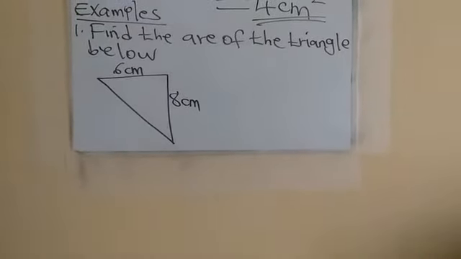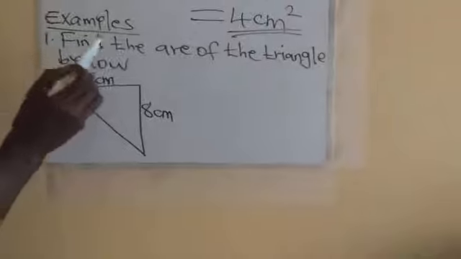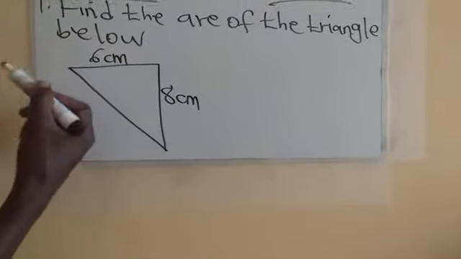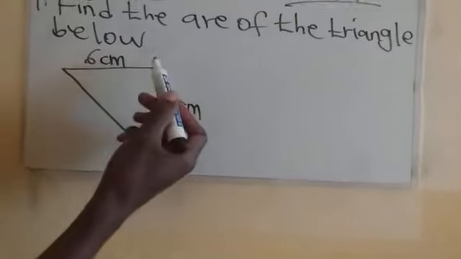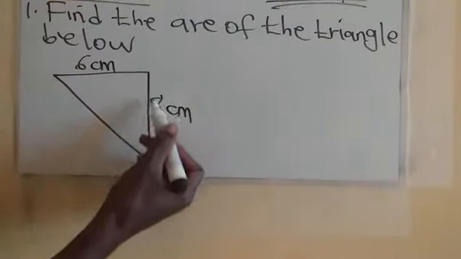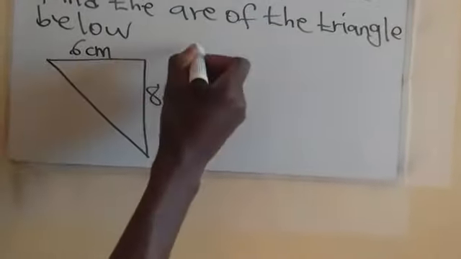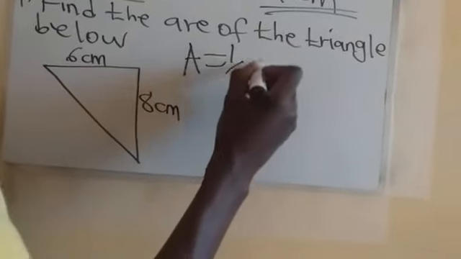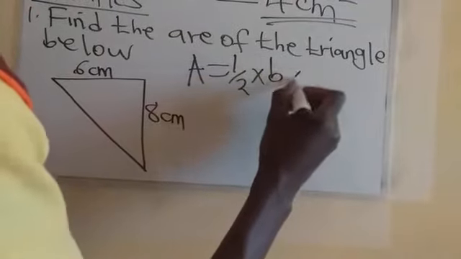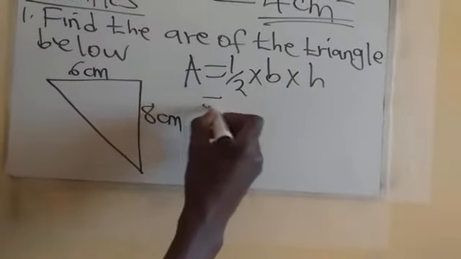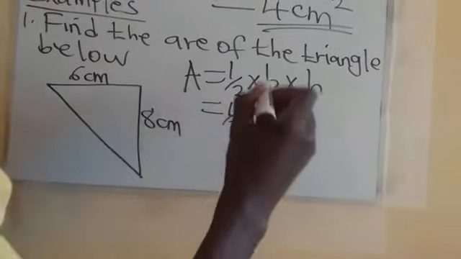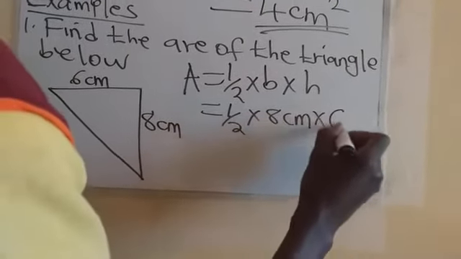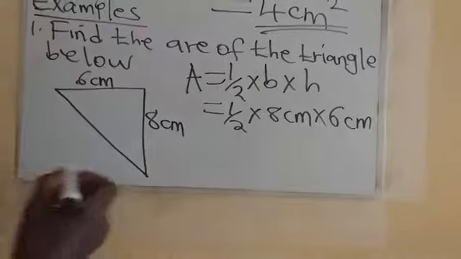Now I want us to do an example. Find the area of the triangle below. We can take any base, either this one or this one. Let me take this one. Our formula is area is a half times base times height. This is a half times the base, which is 8 centimeters, times the height, which is 6 centimeters.